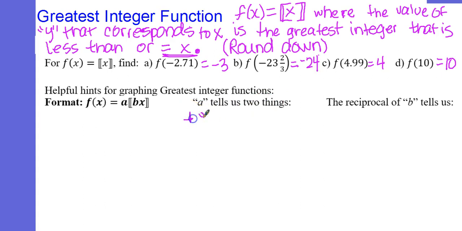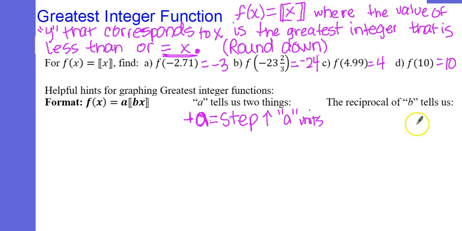I'm not worried about that right now, just because the a and the b really tell you a lot of things. Okay, a tells us two things. If a is positive, this graph will step up because it's positive. So it's going to be an increasing function. Step up a units or a integers. Whatever it is, that's your step. It tells you which direction to step, and it tells you how high to step.